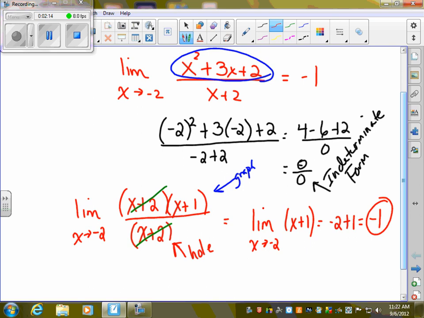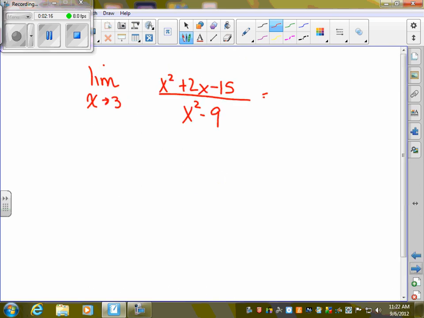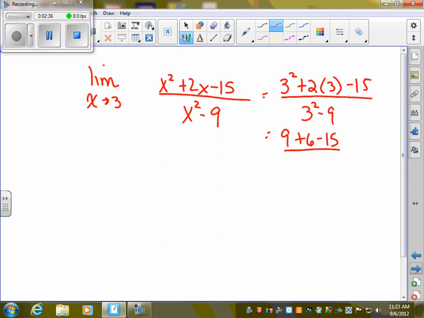Okay, let's look at one more example like that. Let's say we've got the limit as x approaches 3 of x squared plus 2x minus 15 over x squared minus 9. If we put the 3 in, we're going to get 3 squared plus 2 times 3 minus 15 over 3 squared minus 9. That's 9 plus 6 minus 15 over 9 minus 9, and that's 0 over 0. Anytime you have 0 over 0, see if you can factor. So let's go back now.